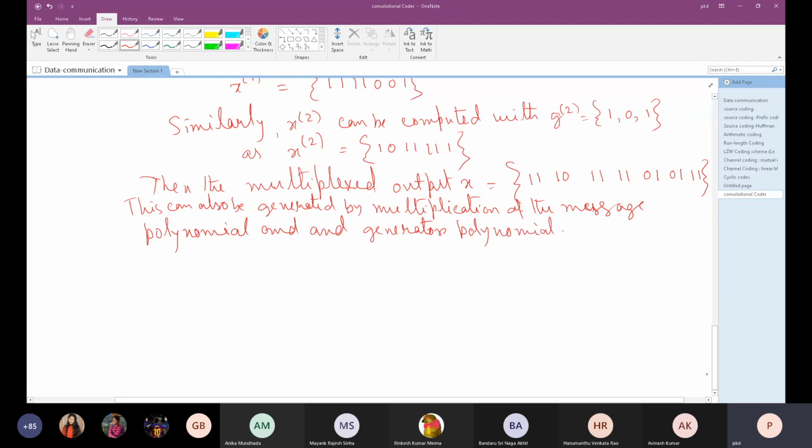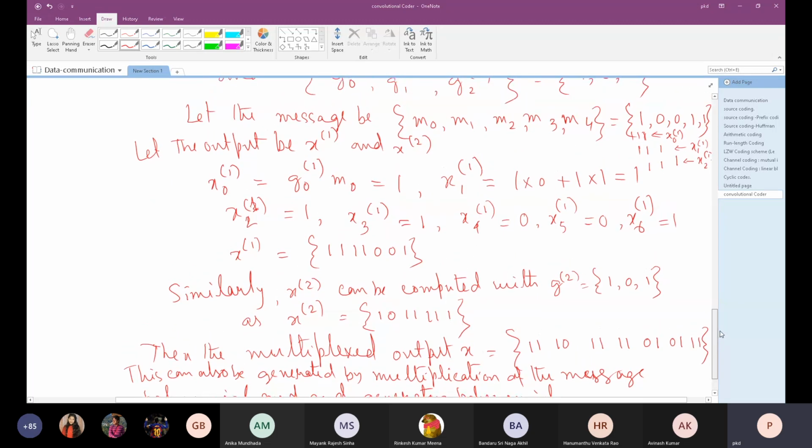Because we know, those who have done signals and systems, that if we take the Z transform, this convolution becomes multiplication, and if we write them in terms of delay, so x1 would be therefore this, the delay representation polynomial of the 111 convolution operator, multiplied by the message polynomial. Message was 10011.